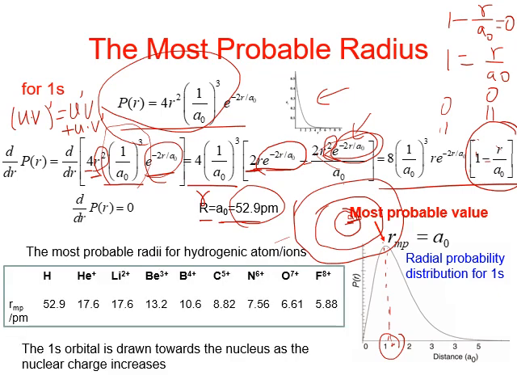Here is a table that shows the most probable radii for hydrogenic atoms or ions. For hydrogen, it's at 52.9 pm. For helium ion, it is reduced to 17.6. Lithium 2+ is similar, but beryllium 3+ becomes 13.2. Boron 4+ becomes 10. So the 1s orbital is drawn towards the nucleus and becomes smaller as the nuclear charge increases.